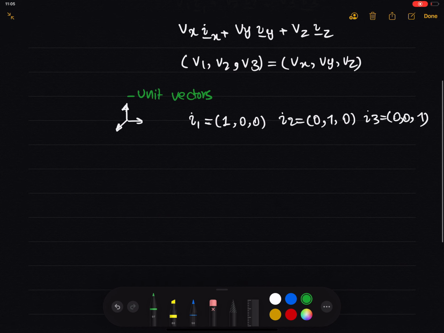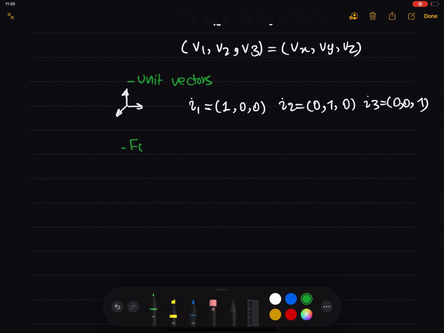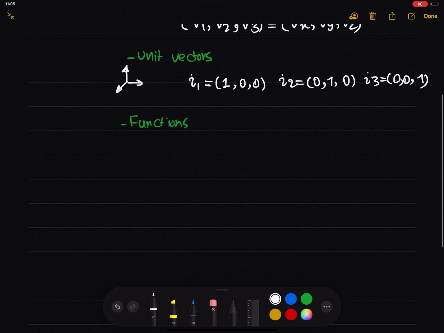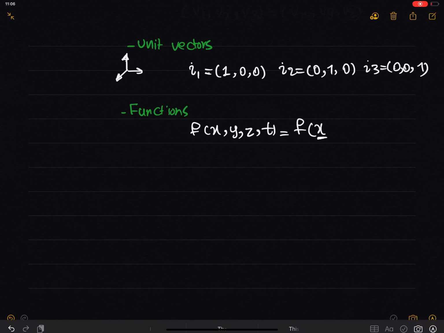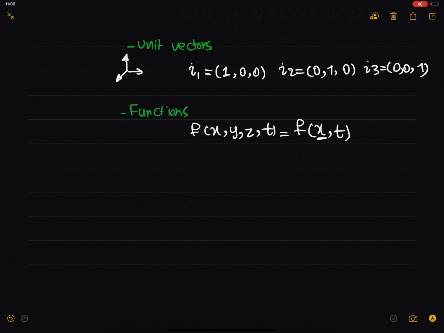And then functions. So what are the functions? You already know this, but I am just trying to give you how we define it in this course. So f can be a function of x, y, z, and time. This is what we typically use here. So we have three dimensions, x, y, z, and time, equal to f, and we define a vector x and show it with this notation, x and t. And this is how we define functions.